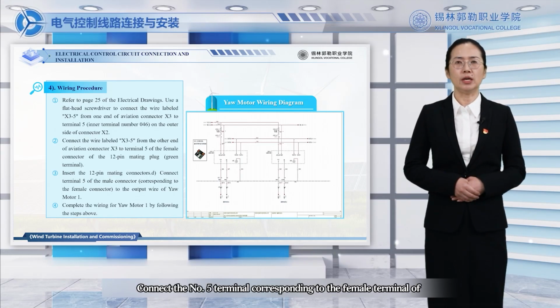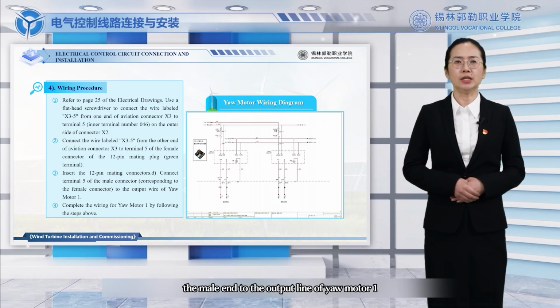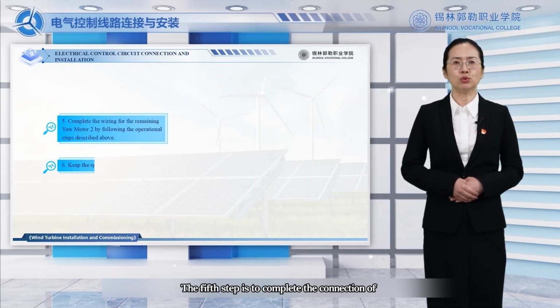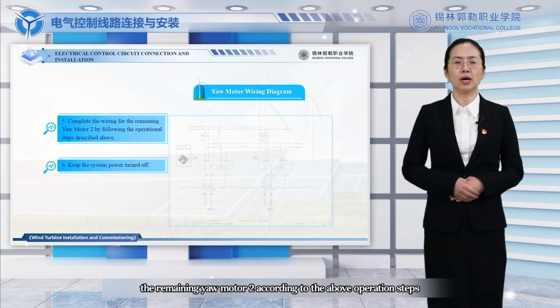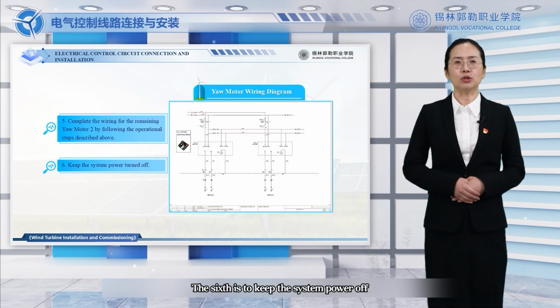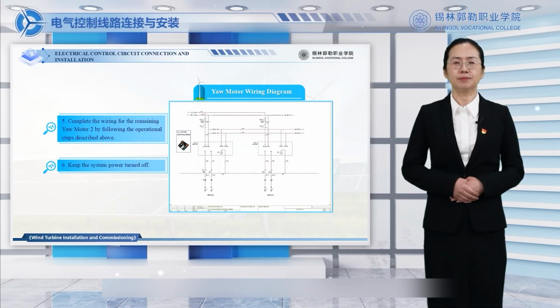Connect the number 5 terminal corresponding to the female terminal of the male end to the output line of yaw motor 1. Complete the connection of yaw motor 1 according to the above steps. The fifth step is to complete the connection of the remaining yaw motor 2 according to the above operation steps. The sixth is to keep the system power off.